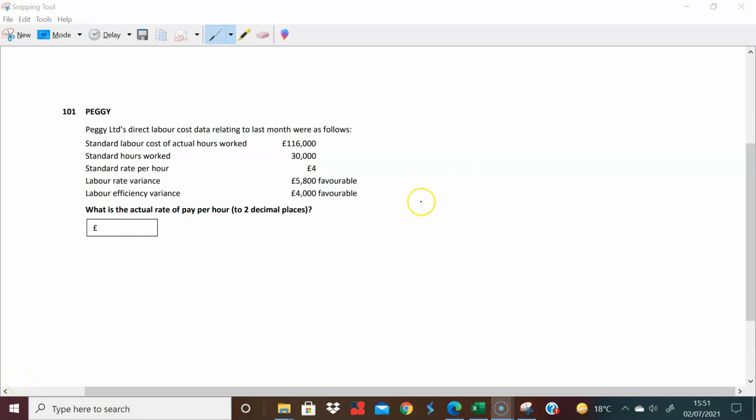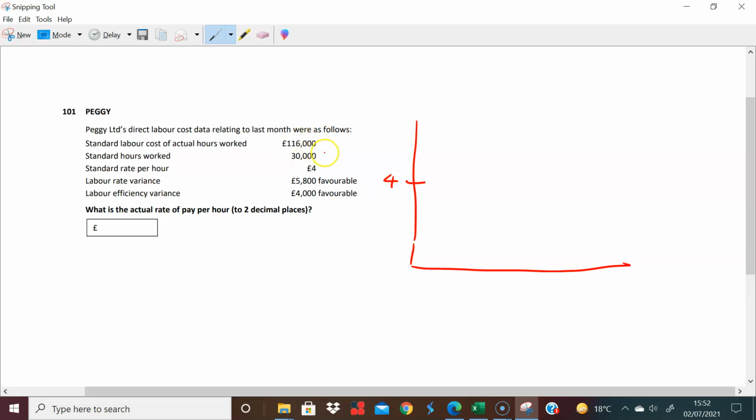Okay, right. Great stuff. So here we're looking at labor, and we are given quite a bit of information here. We are told the standard labor cost of actual hours worked. I think again it's about understanding the framework of this, and then you're sort of there. Remember, when we're discussing efficiencies, we're measuring them at the standard labor cost, and that's given to us here. Standard rate per hour is 4, and we're multiplying that by the standard labor cost of actual hours worked, which comes to 116.